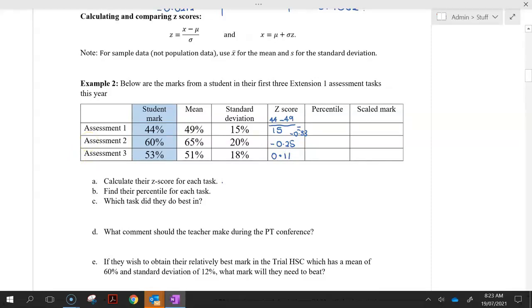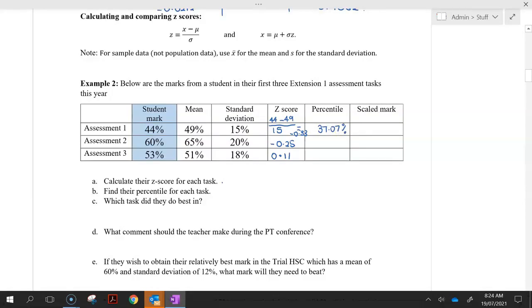Now to find their percentile for each task, that just means the percentage of people that they beat. So if you get your Z-score table up again, and the first one we're going to go to negative 0.33. So find that, and hopefully you have 0.3707. We'll do it as a percent, so 37.07%. So that's their percentile. That's how many percentage of people they beat.